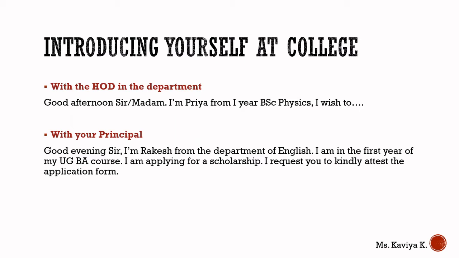So when it's with the HOD of your department or with any department, this is just an example of how you can start. "Good afternoon, sir. I am Priya from first year BSc Physics and I wish to..." and you can continue with what your request is. For example, if it's your principal that you have to meet, you can say, "Good evening, sir. I'm Rakesh from the Department of English. I'm in the first year of my UG BA course. I'm applying for a scholarship and I request you to kindly attest the application form."